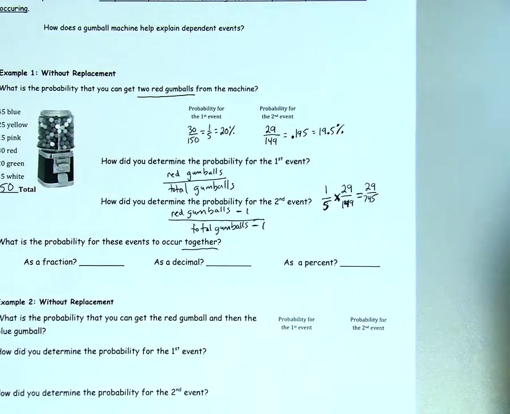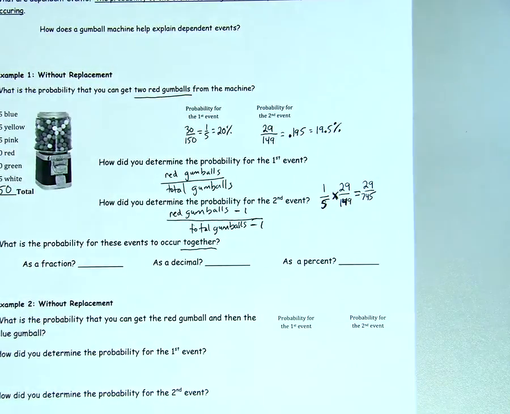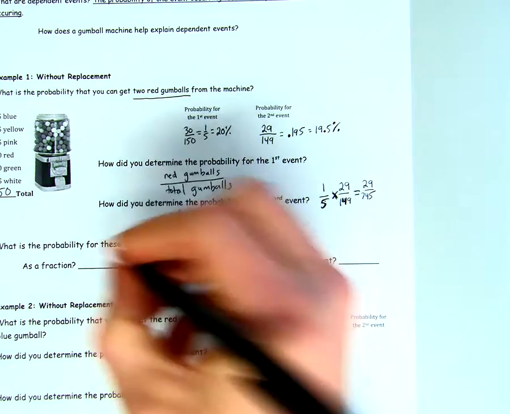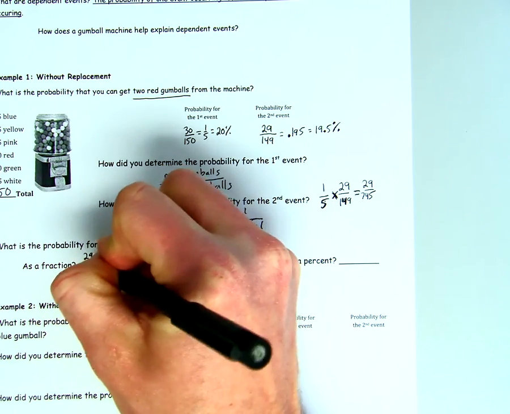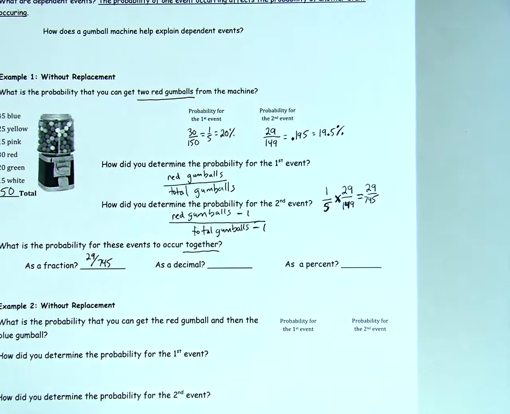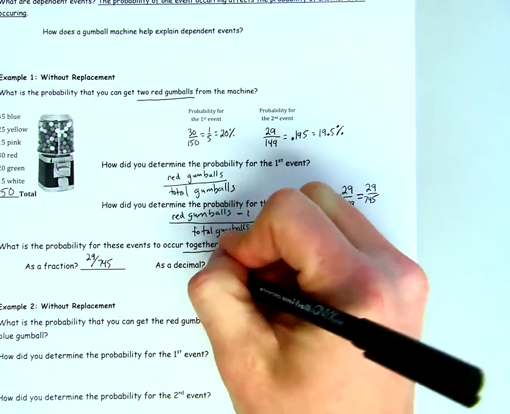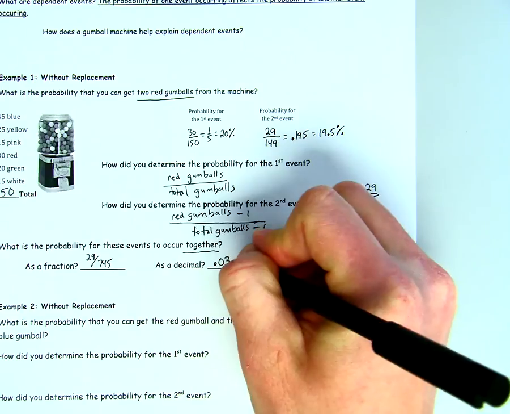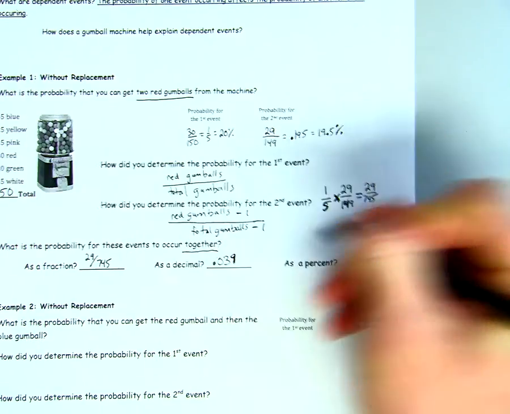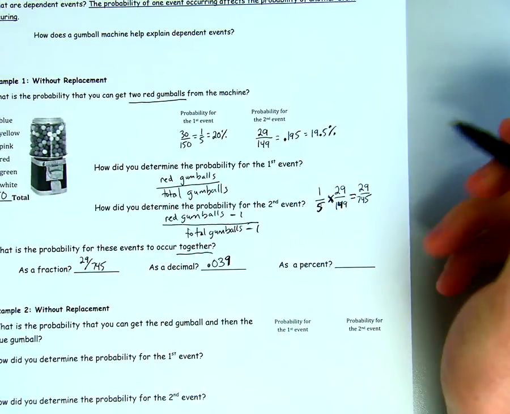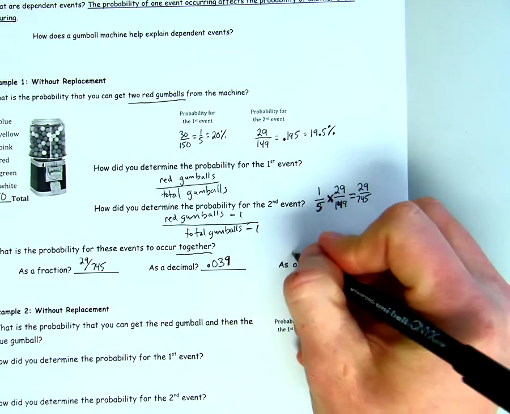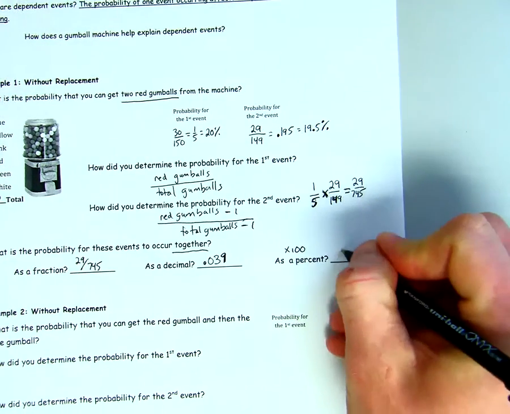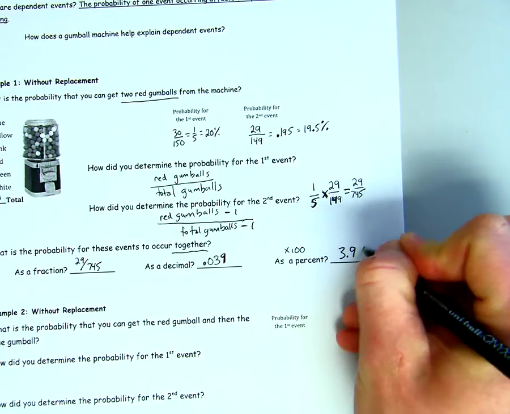And 29 is a prime number, so I know nothing's going to go into there, so this is the simplified fraction that I'm going to go ahead and get. So my fraction is 29 over 745. I can go ahead and divide those to get my decimal, and I get an answer of 0.03, and it goes 89, but I'm just going to go ahead and simplify or round it to a 9. Okay, so 0.039 multiplied by 100 to go ahead to a percent, and I get 3.9%.